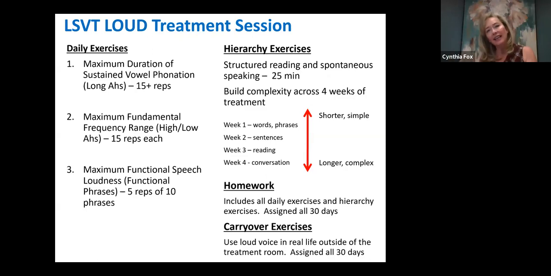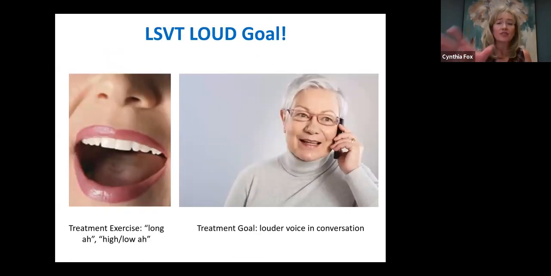And then in the second half of the session, we systematically train that into speech. Across the 4 weeks, we increase length of utterance and difficulty of the type of speaking, from words and phrases to sentences to paragraph reading to conversation. And we tailor that to your specific interests and your long-term communication goals. We also, as I mentioned, include daily homework and daily carryover. So this is kind of the LSVT LOUD goal.